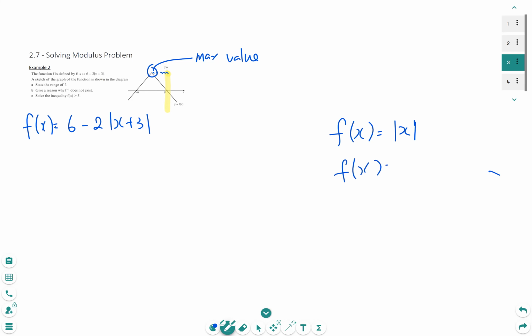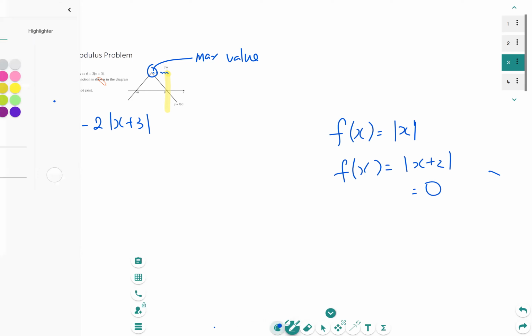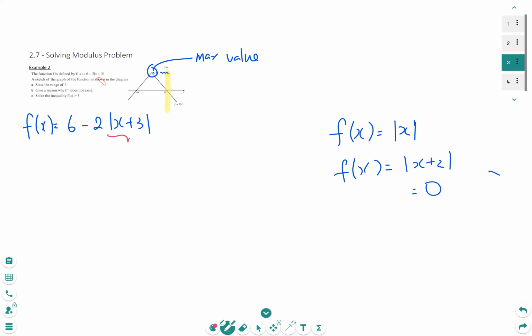Even if you do f of x equals, let's say, modulus of x plus 2, the minimum you can get out of this whole modulus is 0. Because if you put x as minus 2 in there, minus 2 plus 2 gives you 0. If you put any number bigger or smaller than minus 2, let's say if you put 3 in there, you'll get 5. If you put minus 3, plus 2 is minus 1. But because of the modulus, you make it 1, which is bigger than 0. So what I'm trying to tell you here is, this modulus thing has a minimum value of 0.